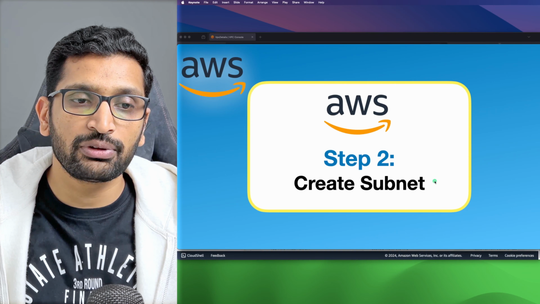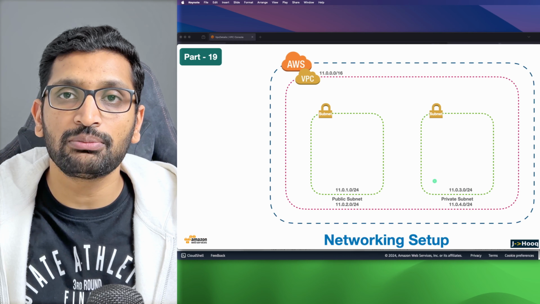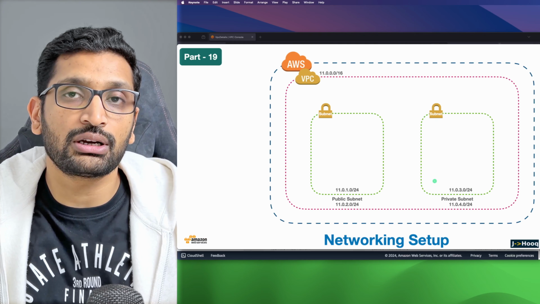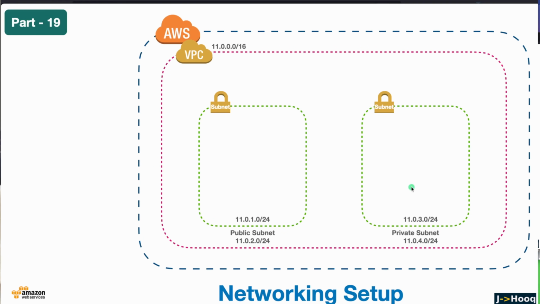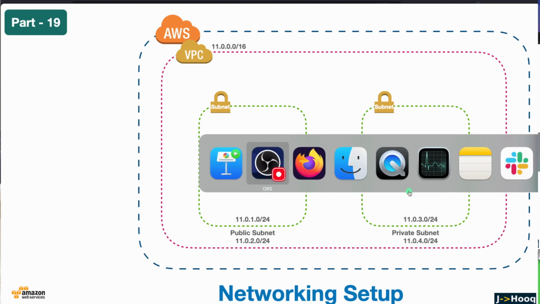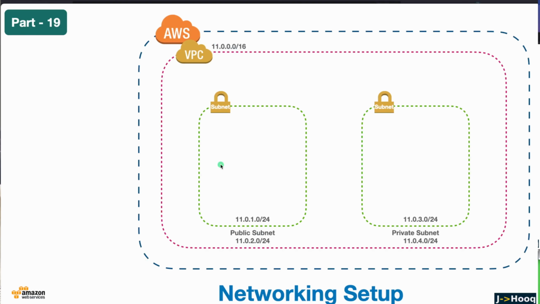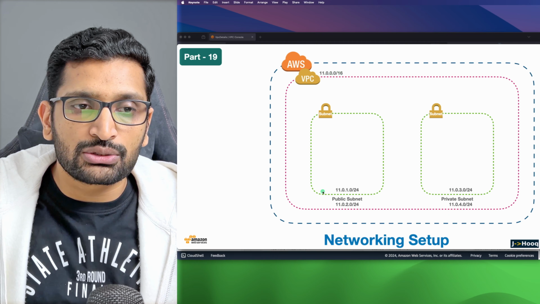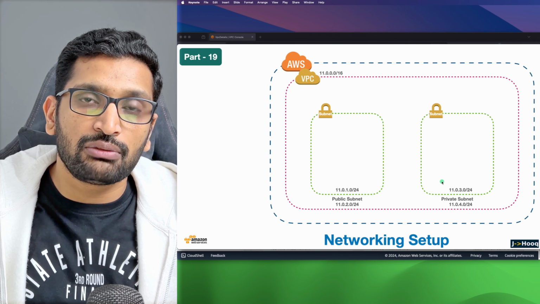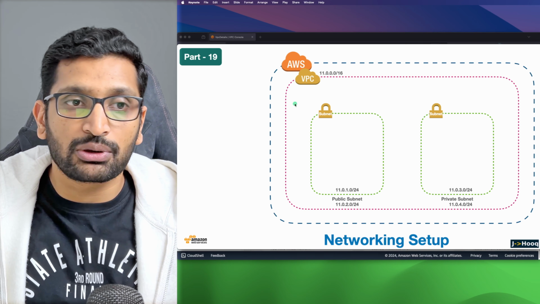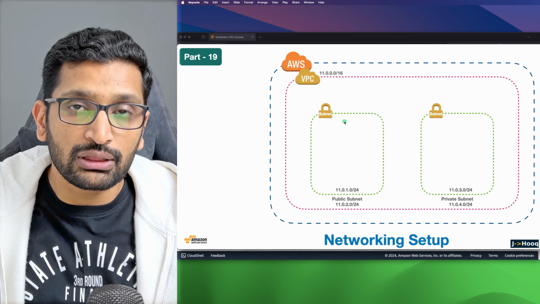In the next step, we are going to set up the subnets, and we are going to set up 2 subnets. One is the public subnet and one is the private subnet. Let's go back to our AWS console. But one more thing, I would like to show you the IP ranges of our subnets. As I told you, the CIDR range of our VPC is 11.0.0.0/16. So the public and the private subnets will also get similar IP ranges, because we are going to create those subnets within the VPC.